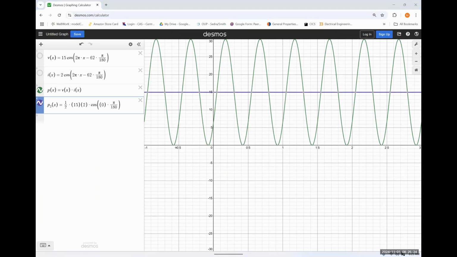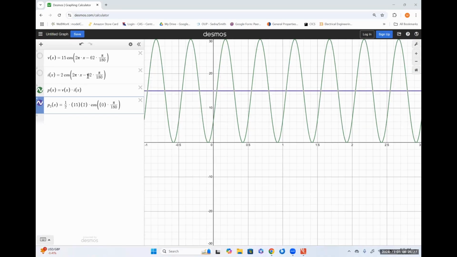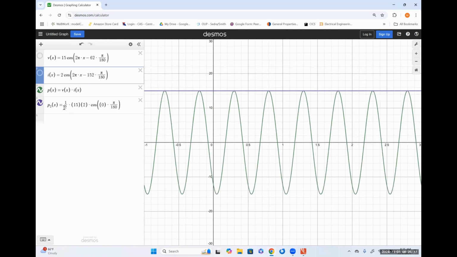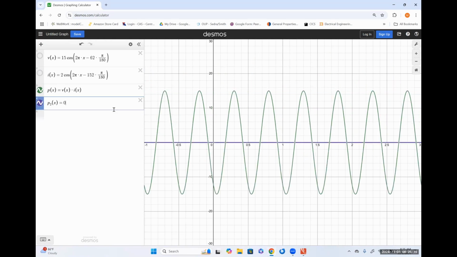So I need my current to lag my voltage by 90 degrees. So what's 62 minus 90? Is that 152? Or negative 62 minus 90, I think would be negative 152. And then we know that our average power term should literally just be 0. So this is what it would look like. Exactly half of the time, our inductor is absorbing energy or absorbing power, and exactly half of the time, our inductor is supplying energy or supplying power, right?